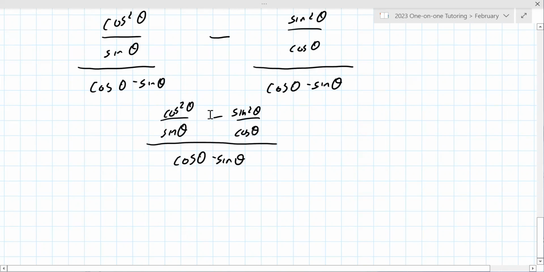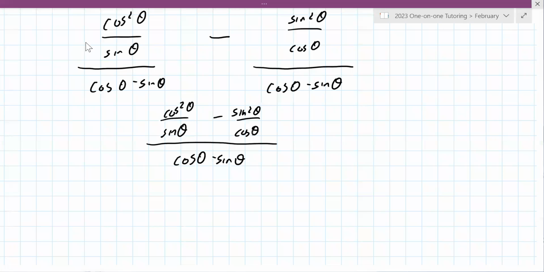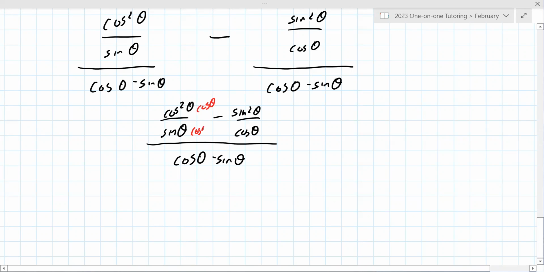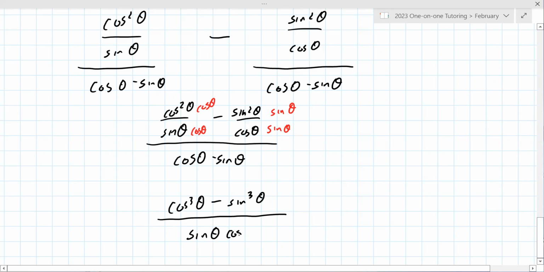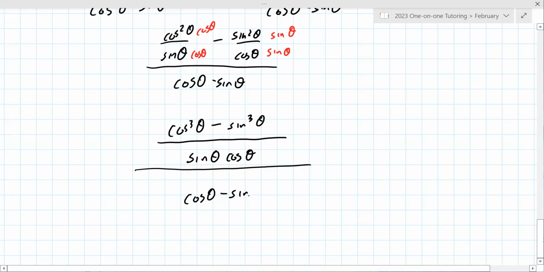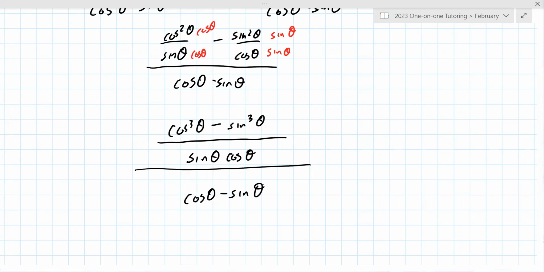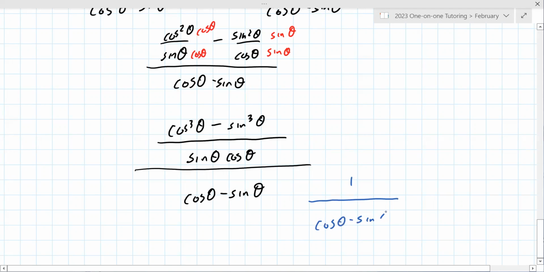So we really need to make a common denominator in the numerator. To do that, we're going to multiply them by the opposite one. So cosine theta, sine theta. And that leaves you with cosine cubed theta minus sine cubed theta over sine theta cosine theta, like this, all over cosine theta minus sine theta. So we're going to get rid of these fractions here by multiplying the top and bottom by 1 over cosine theta minus sine theta.